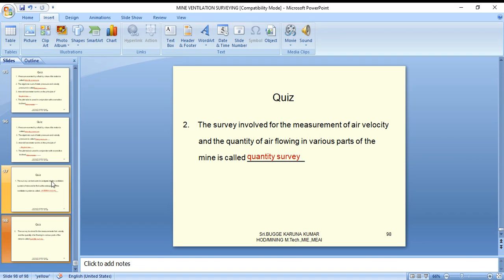The survey involving measurement of air velocity and quantity of air flowing in various parts of the mine is called the quantity survey. So with this, I am going to conclude today's lecture. Please go through the standard textbooks and read for more details for understanding. Most of these instruments are physics related, based on pressure and quantity, with simple formulas.